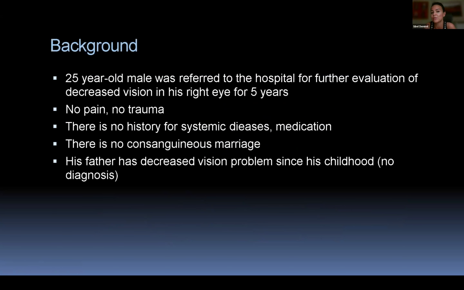He was referred to our hospital for further evaluation of decreased vision in his right eye for 5 years. There is no pain, no trauma in his history, no systemic diseases, and he's not on any kind of medication. There is no consanguineous marriage in his family. Just one thing: his father has had decreased vision since childhood, but there is no diagnosis. Since he has a big family in a suburban area, we couldn't get much information from him, but this is the only thing we know from his history.